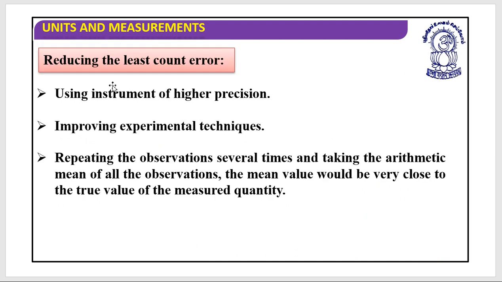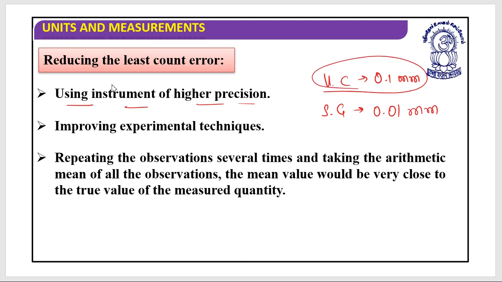So now check out the factors by which we can reduce the least count error. First, we can use an instrument of higher precision. Now tell me, what is the least count of vernier calipers? For vernier calipers, it is 0.1 mm. For a spherometer or screw gauge, it is 0.01 mm. So if you are having an error with this, you can go with this. This is the basic and simple example.